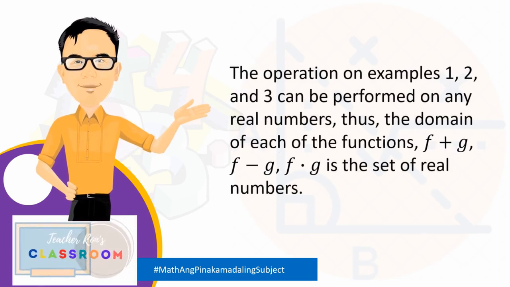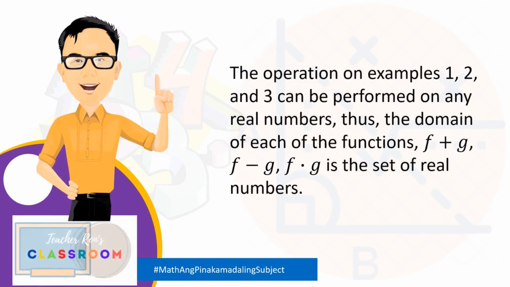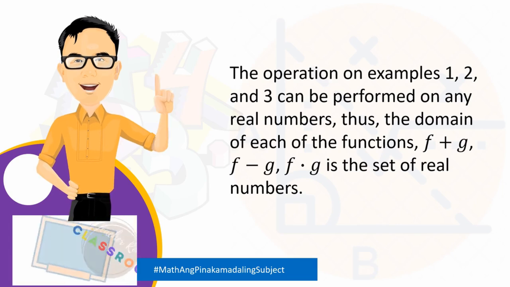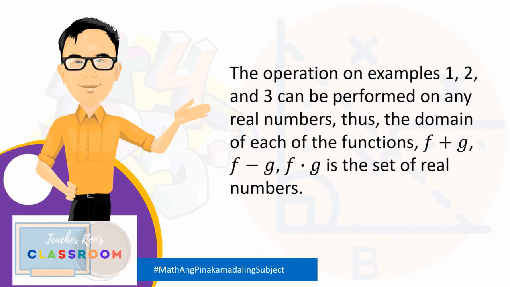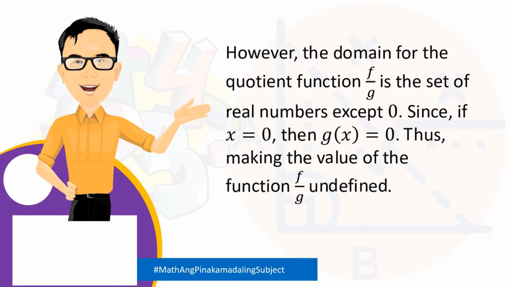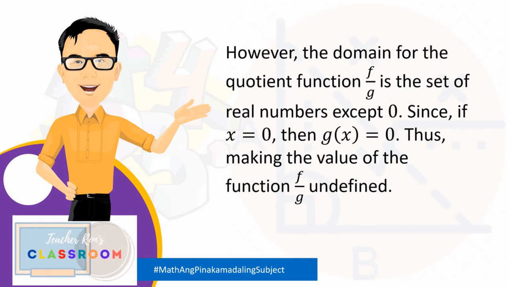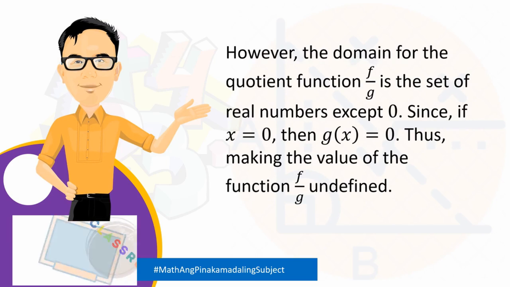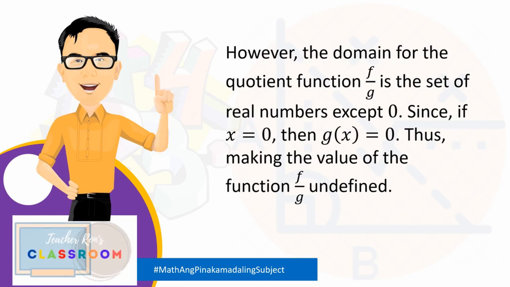The operations on examples 1, 2, and 3 can be performed on any real numbers. Thus, the domain of each of the functions f plus g, f minus g, f times g is the set of real numbers. However, the domain for the quotient function f divided by g is the set of real numbers except 0, since if x equals 0, then g of x equals 0, thus making the value of the function f divided by g undefined.